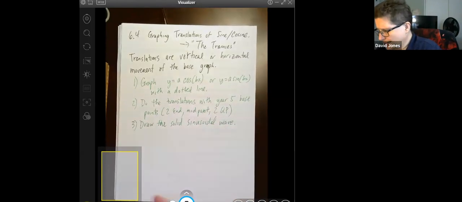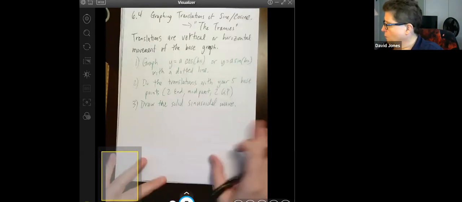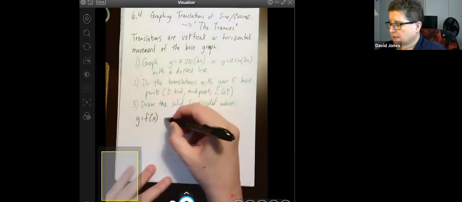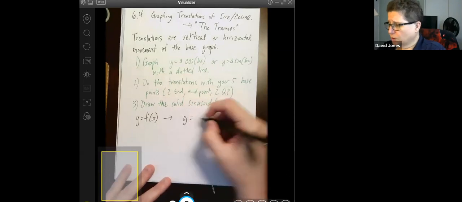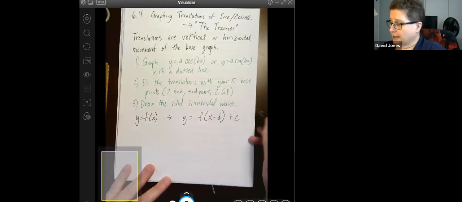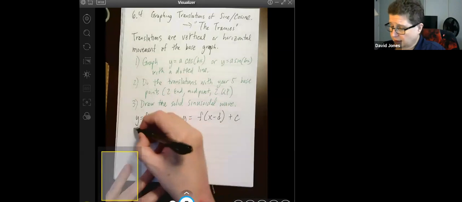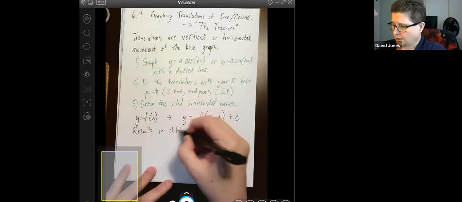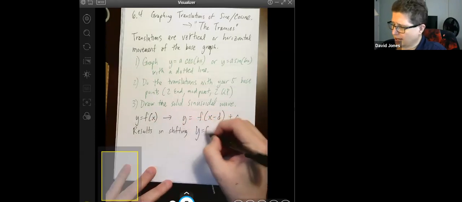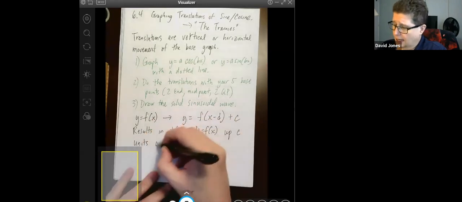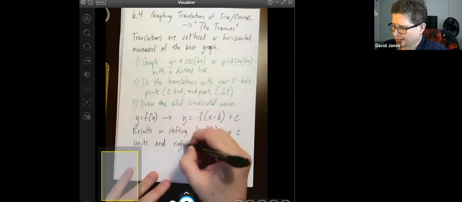The form it's going to take when we do translations, this applies in algebra as well. With a base graph of y equals f of x, we would do y equals f of x minus d, plus c. This results in shifting y equals f of x up c units and right d units.